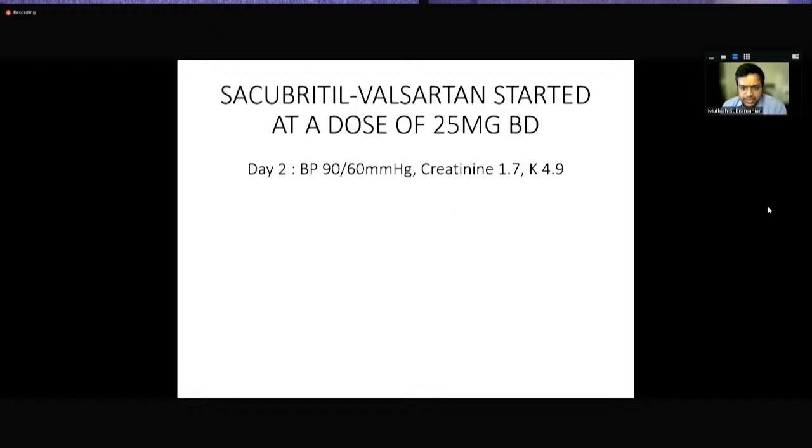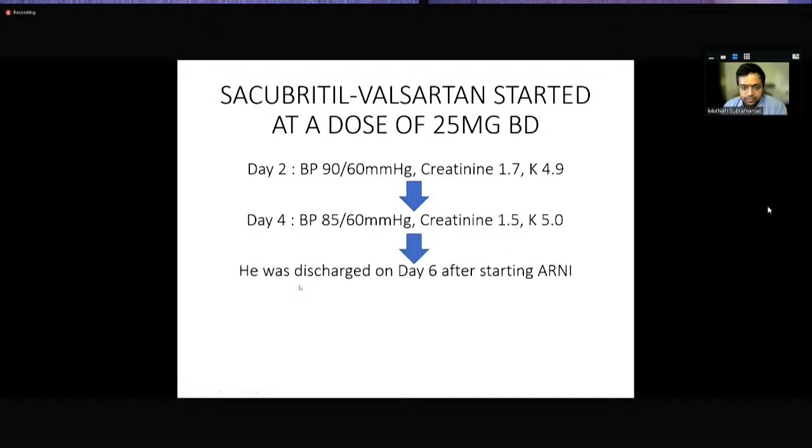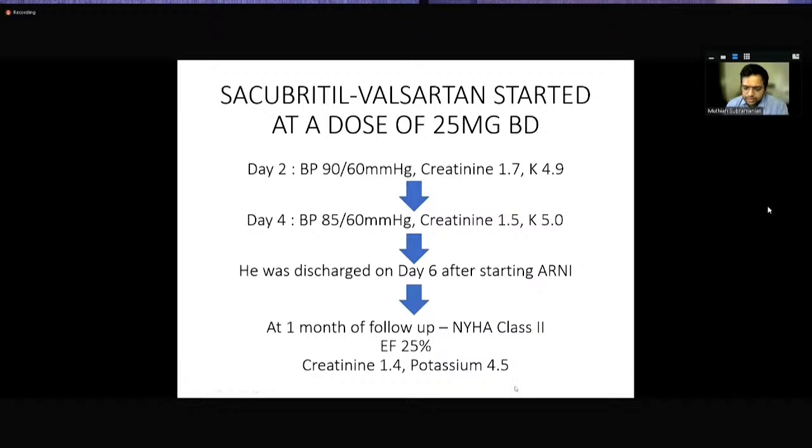So for this person, we started sacubitril valsartan at a very low dose, 25 milligrams BD. On the first day, BP remained 90 by 60. The creatinine went up from 1.6 to 1.7. Potassium was 4.9. On day 4, BP was still around 85 by 60. Creatinine became 1.5. Discharge was on day 6 after starting the ARNI, and he's on follow-up. So the EF has not changed, but he's in NYHA class 2, and the creatinine is now 1.4.